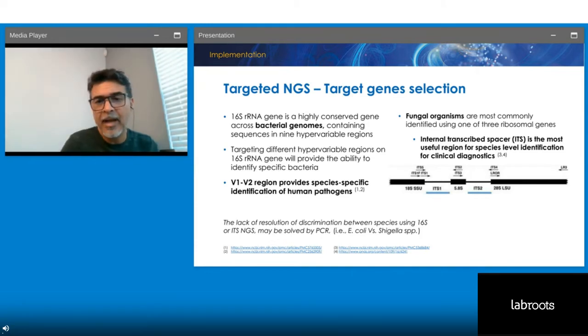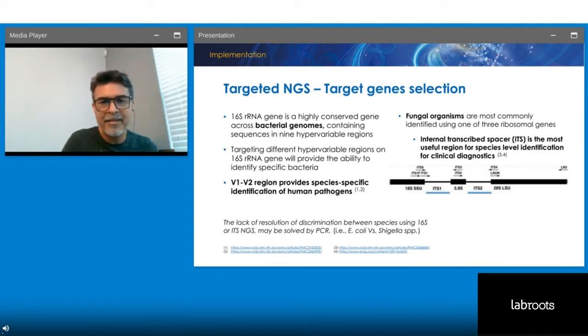The same happens for fungi. We have the internal transcribed spacers, which are also part of the ribosomal genes. Those are regions that allow identification of yeasts, but also molds, and are able to identify the genus and also the species for this group of organisms. But it's also important to consider during implementation that there could be a lack of resolution to discriminate between species when we use 16S, and also when we use ITS for fungi.